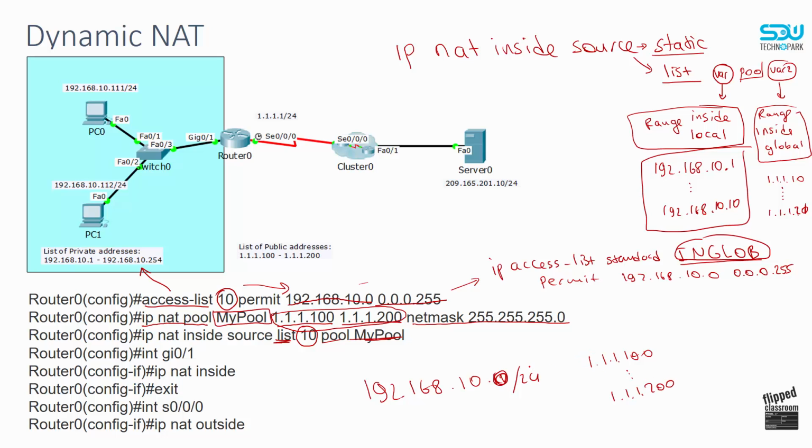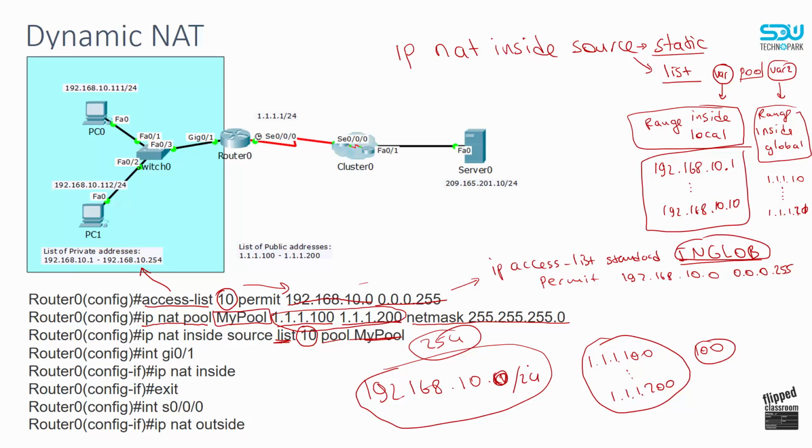So here you have 254 private addresses. Here you have available addresses. They are 100 IP addresses. So you can translate the first 100 IP addresses from the private network to the public network, and all other equipment with inside local addresses will not be able to communicate with the internet, because they will be blocked by the access list which we had.